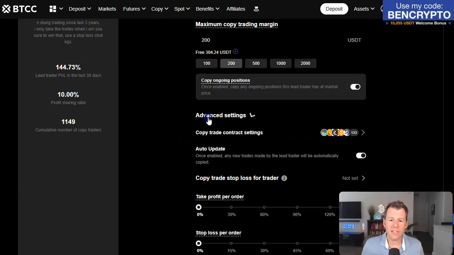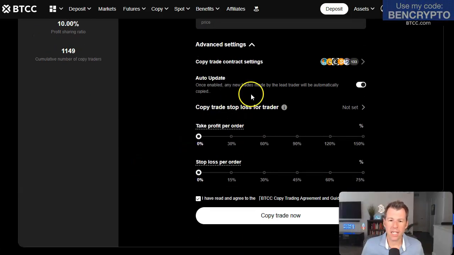Now, advanced settings, you definitely want to open up this tab right here. Copy trade contract settings. If there are any specific coins you don't want to copy trade the positions of for the lead trader, you can click on this and then untoggle those specific coins. I don't see a point in that. If you like a lead trader, just copy all their positions. Auto update, definitely have this toggled on as it is there. That means that all the future positions, opening or closing, you will copy trade.